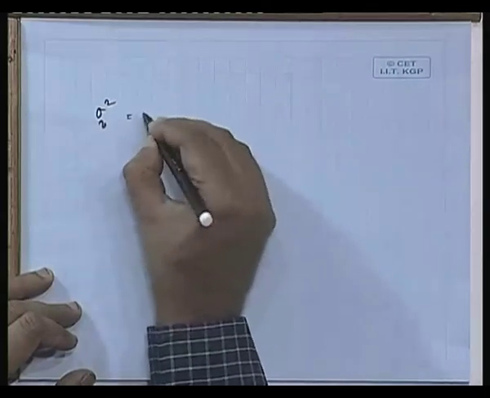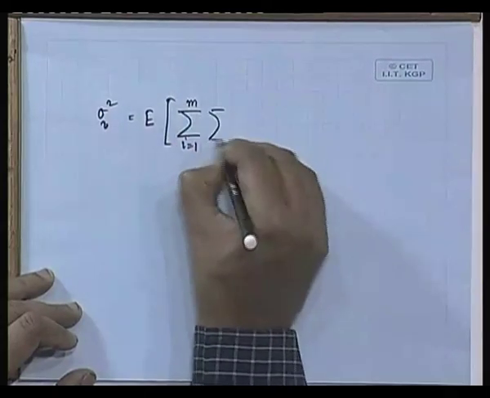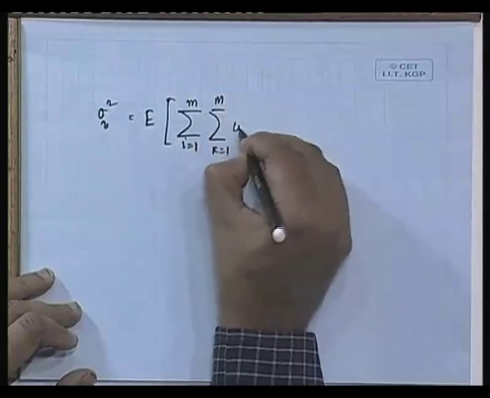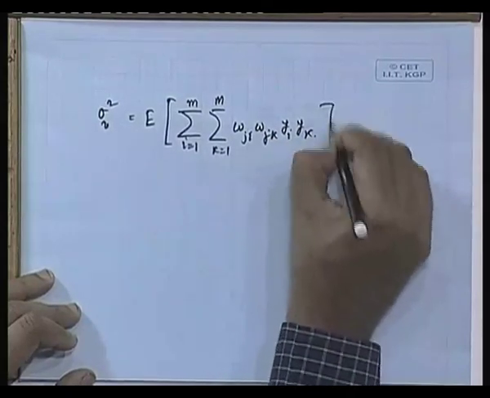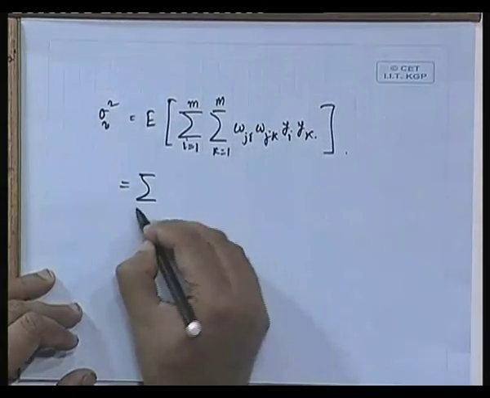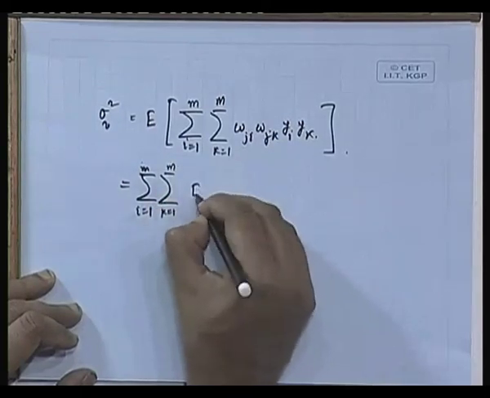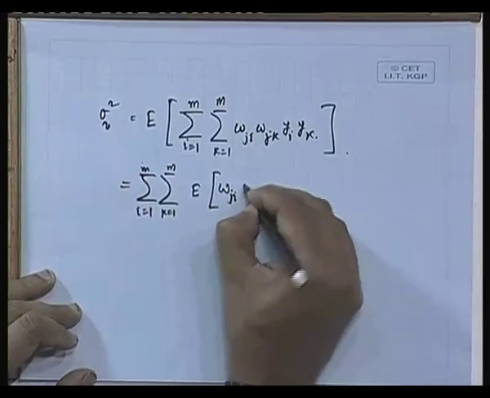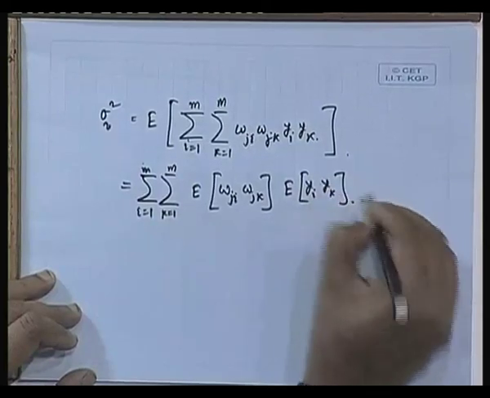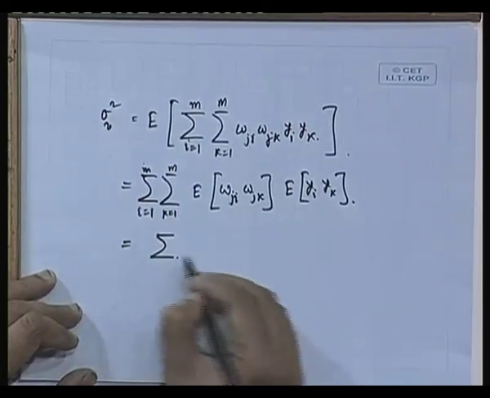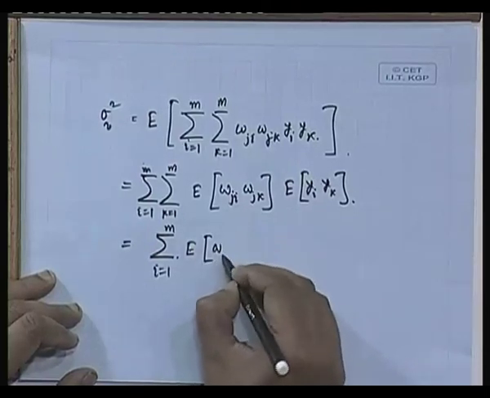I can write sigma square V equal to the expectation of a double summation, i equal to 1 to m and k equal to 1 to m, wji wjk yi yk. This could be rewritten by taking the summation out: summation i equal to 1 to m, k equal to 1 to m, expectation of wji wjk, expectation of yi yk, which is equal to summation of i equal to 1 to m expectation of wji square.